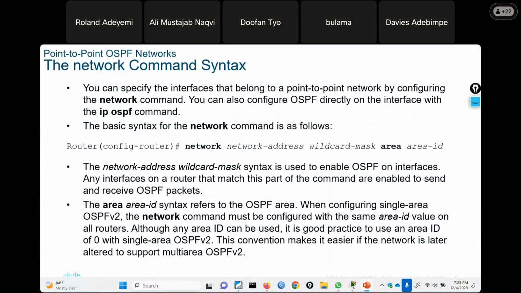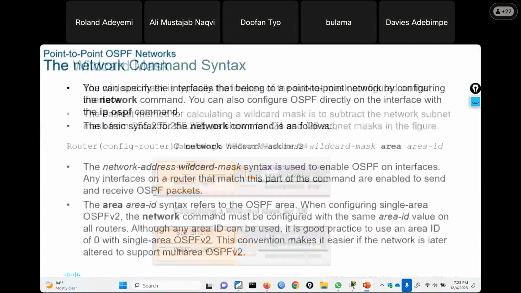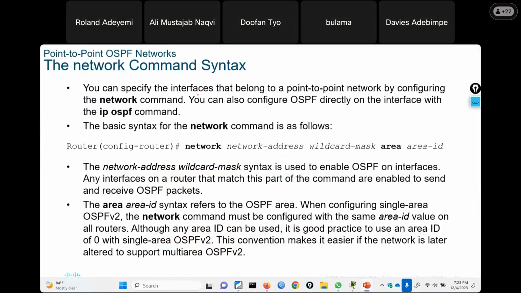Story. Let me see the configuration. No configuration here. Okay. You can specify the interfaces that belong to a point-to-point network by configuring the network command. You can also configure OSPF directly on the interface with the IP OSPF command. Of course, you can do that. Maybe I'll show you guys later. Instead of advertising the network, I can just go to any of the interfaces and put OSPF. In fact, let me show you.